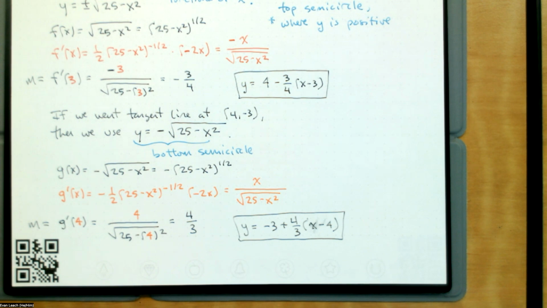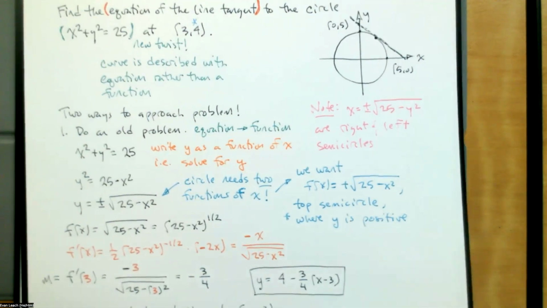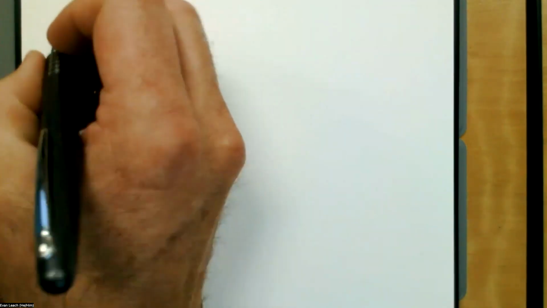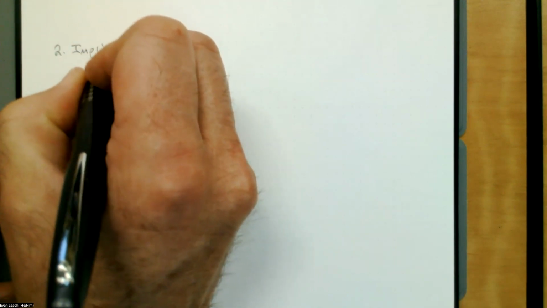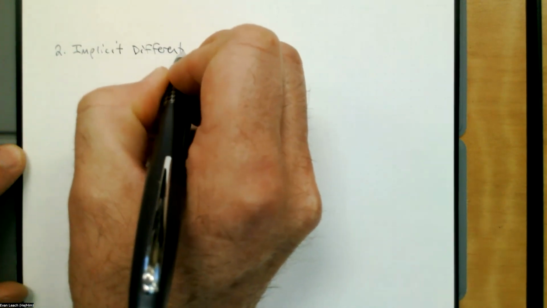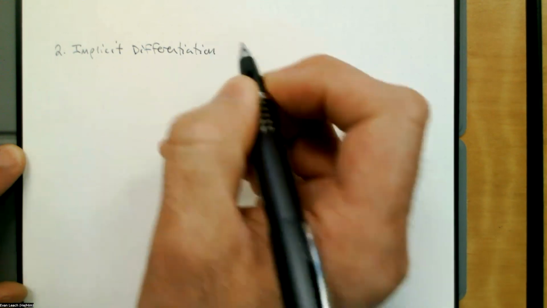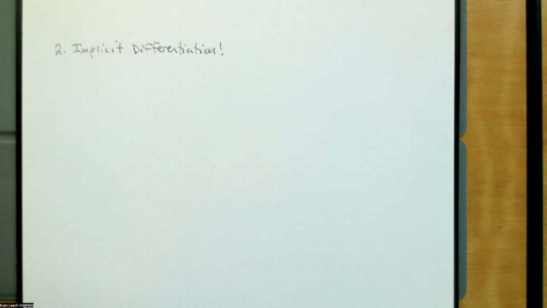If finding the equation was the point of the problem, then we would be done. But it was clearly not, because I labeled this as one way to do the problem. And I clearly said that there will be two ways to approach the problem. Number 2 is the new thing for today. So the new thing for today is implicit differentiation.